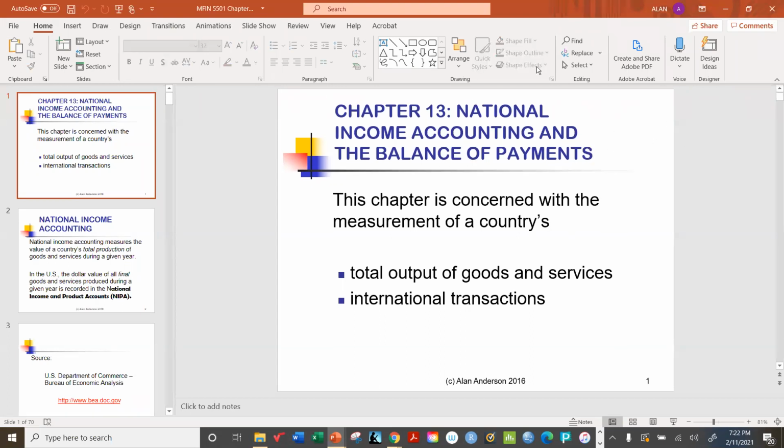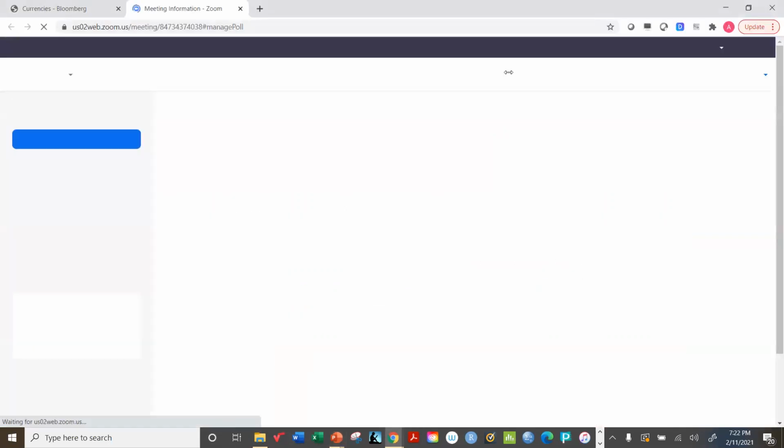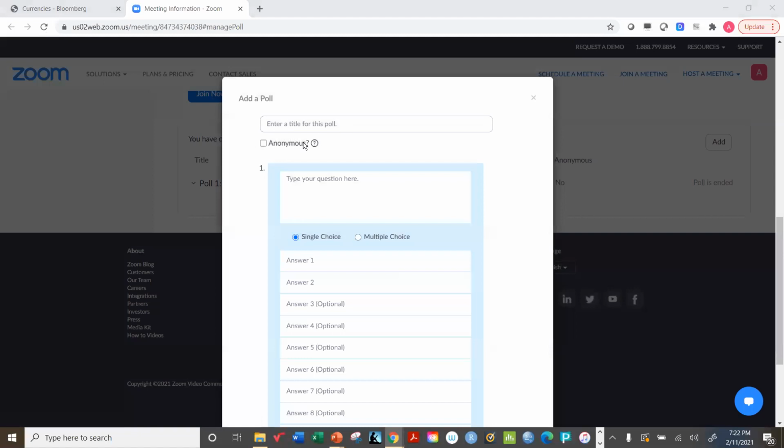Now, I just thought of a good opportunity to have another poll. So when we owe more money to foreigners than they owe to us, we call that a trade deficit. When it's the other way around, we call that a surplus. So here's my question to you, and this might be amusing. Trade deficits. Here we go. When was the last time that the US had a trade surplus?